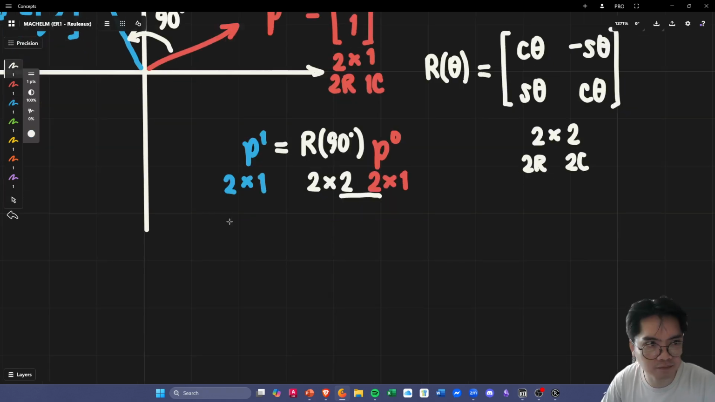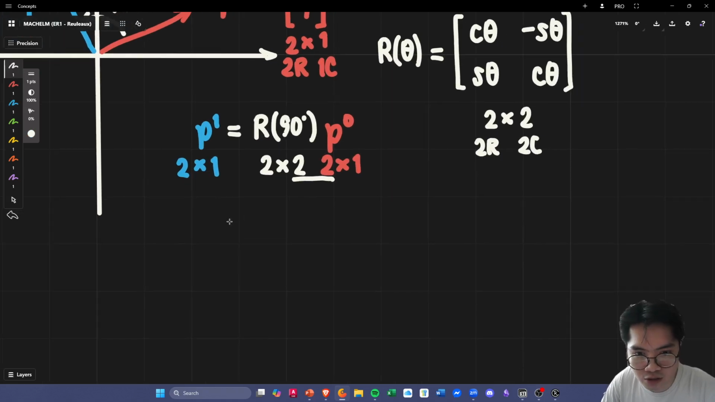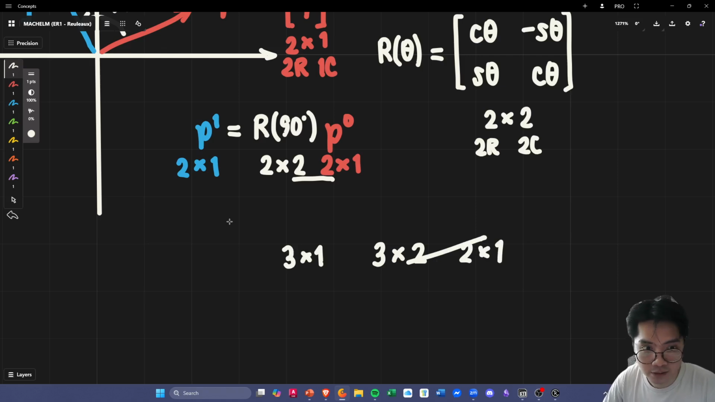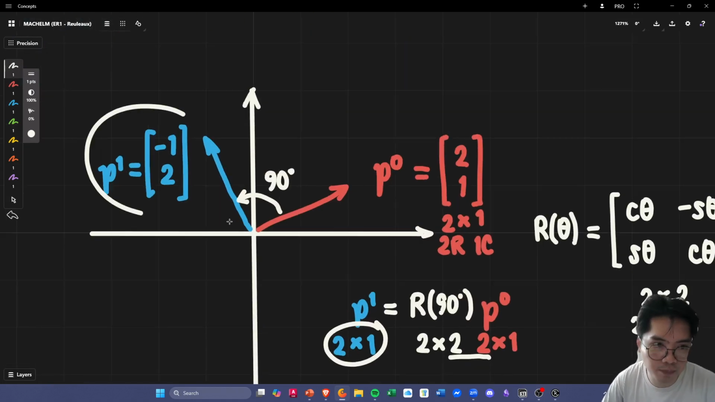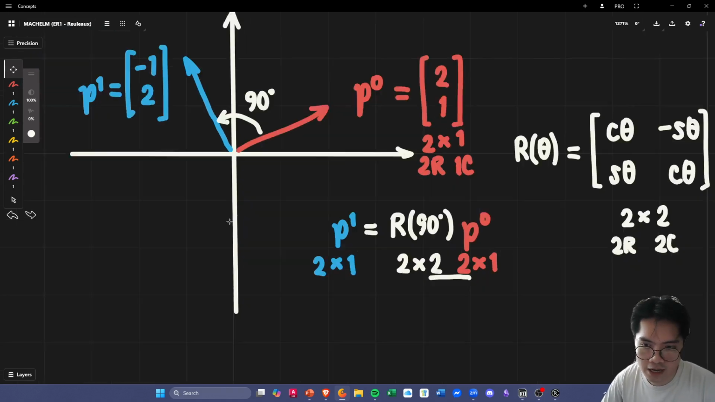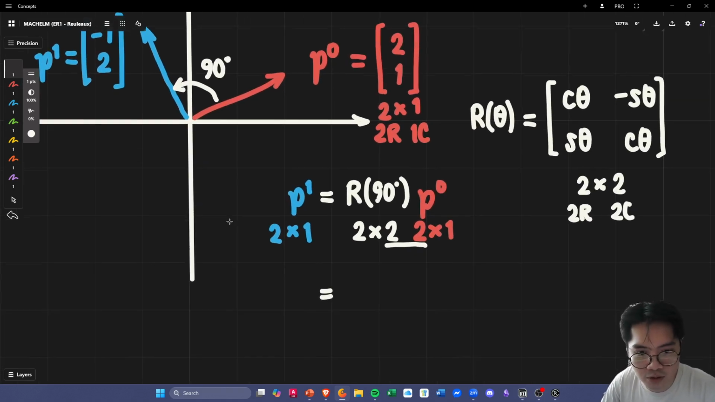So again, hopefully that's not a big stretch. Say for example, a 3 by 2 matrix times a 2 by 1 matrix will give you a 3 by 1 matrix. But in this case, this makes sense, because this is also a position vector. So what we will do now is compute to see if this is indeed correct.